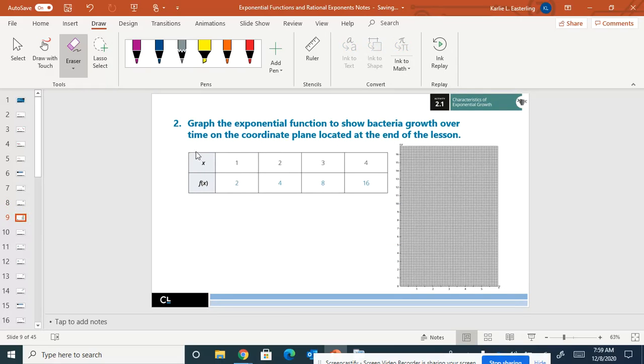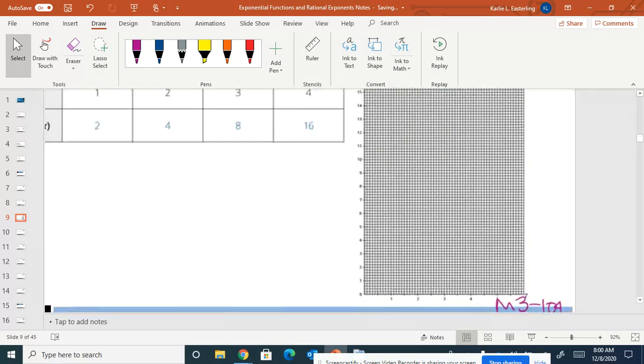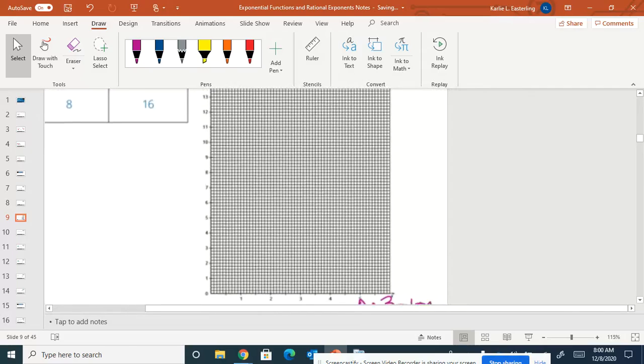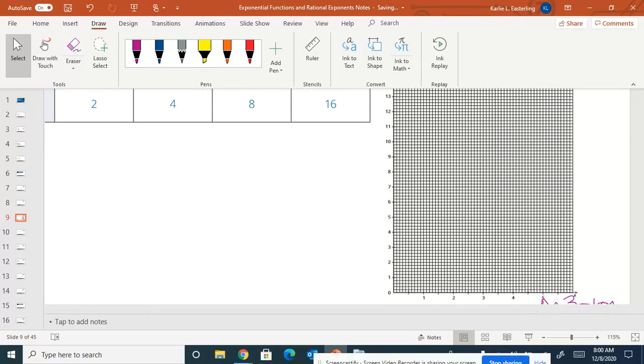Now we're going to graph our exponential functions to show the bacteria growth over time on the coordinate plane. It's located at the end of your lesson, on page M3104. I just drew a little sketch down here on my number 2 in the textbook. Either way you want to go about it. Let's come over here, and of course I'm going to zoom in. We were looking at 1, 2.